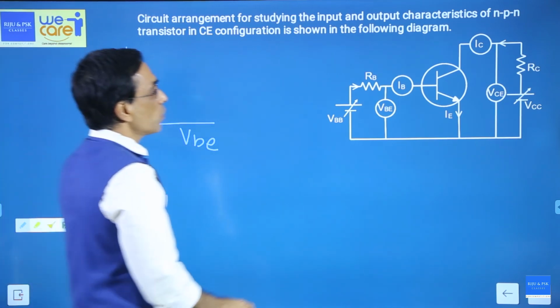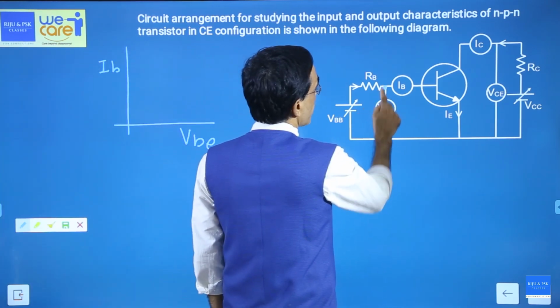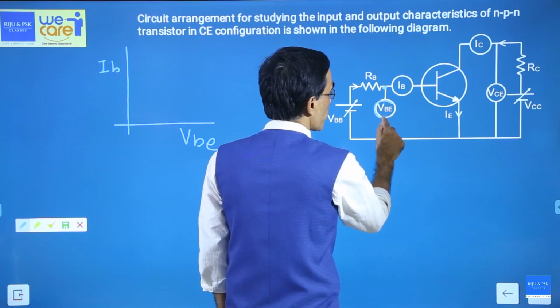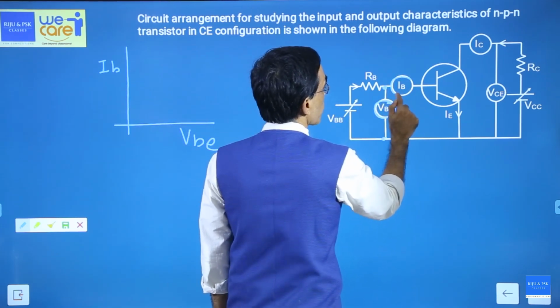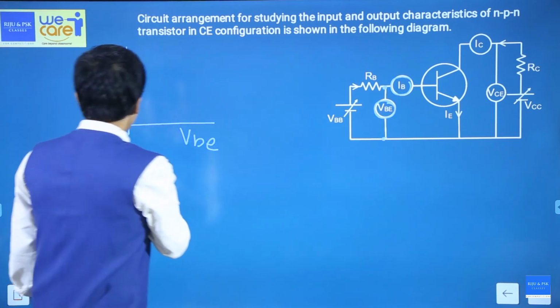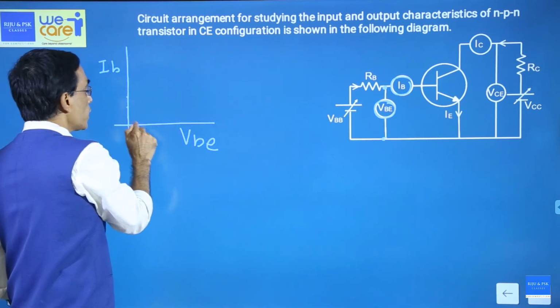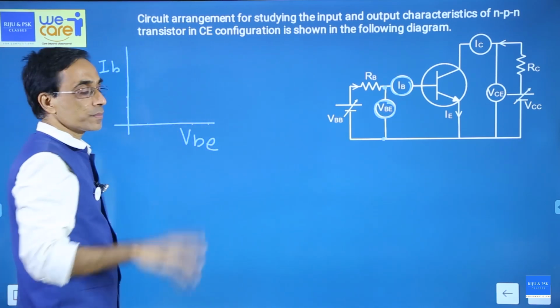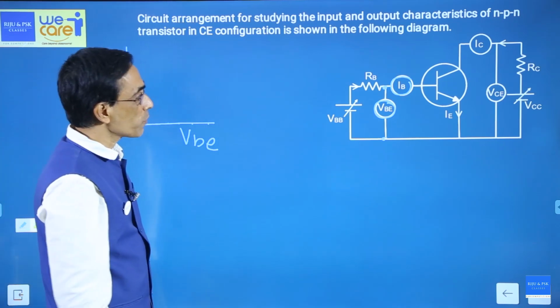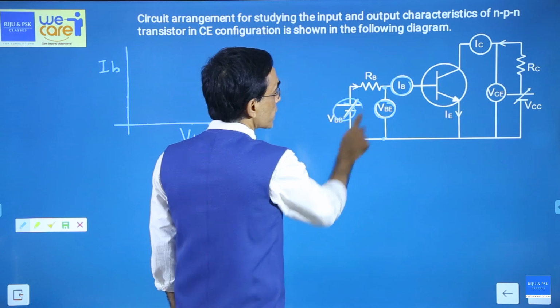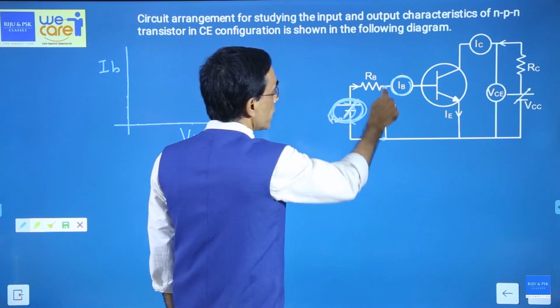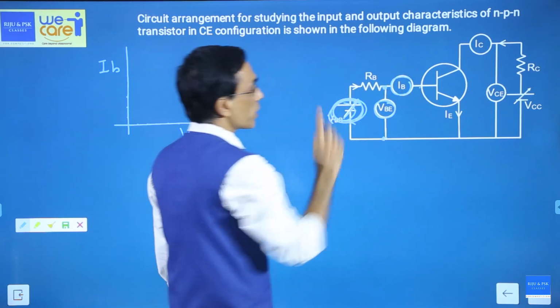What is VBE? Voltage between base and emitter, the reading of this voltmeter, and IB is the current in the base, the reading of this ammeter. We have to find out different currents for different voltages. That's what we do. Now for this, what to do? You apply a battery here, then you vary this voltage. When you vary this voltage, the base current will also vary.